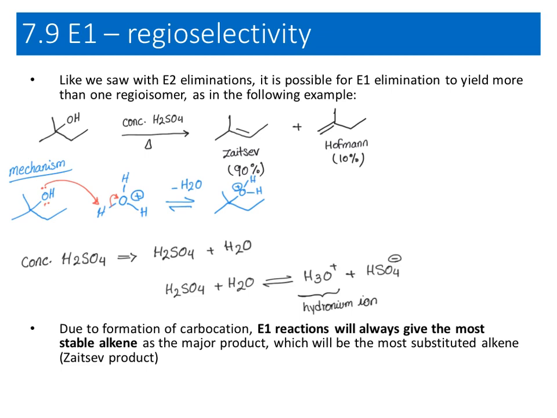So the first step in E1 mechanism is loss of leaving group. So water leaves to form the carbocation.